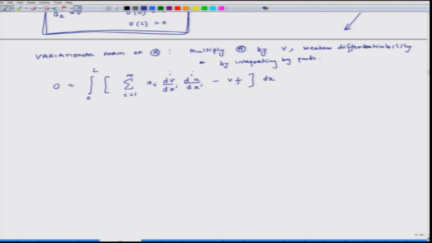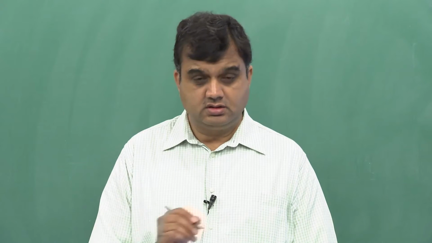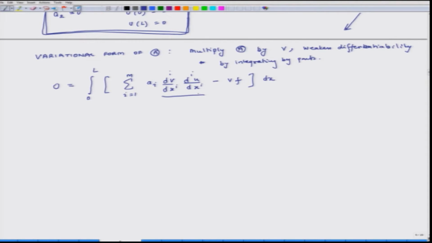So, once we multiply it by v and integrate it by parts, this is a weak form, and once we are integrating it by parts, we will also get some boundary terms. We assume that the nature of the problem is such that all these boundary terms are 0. You can assume that.